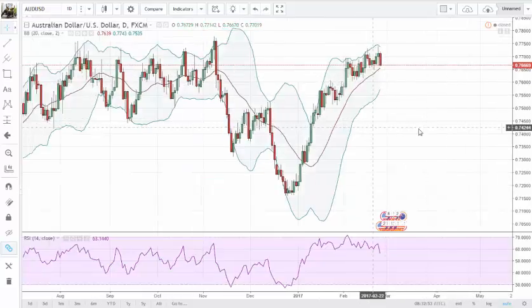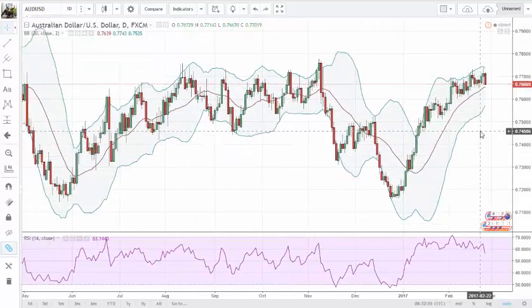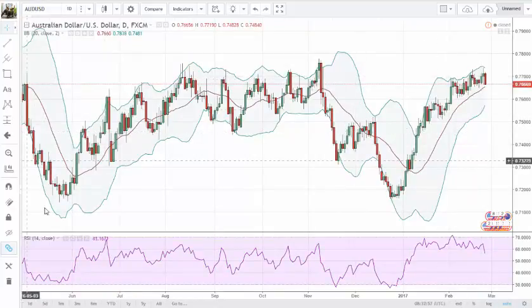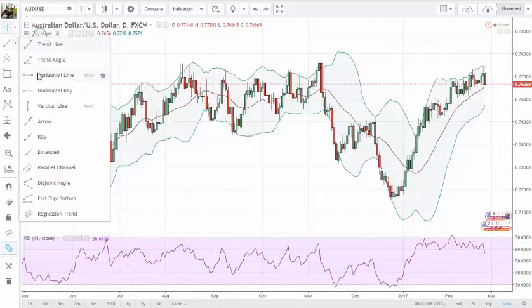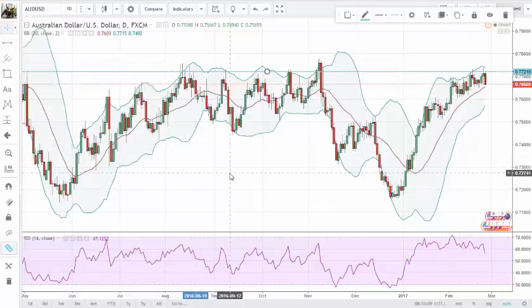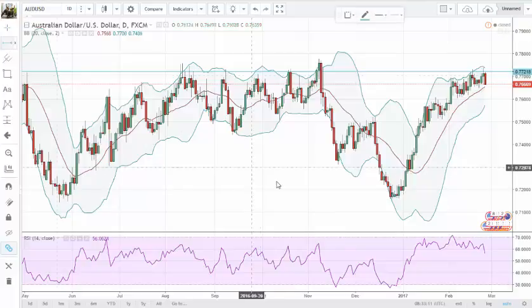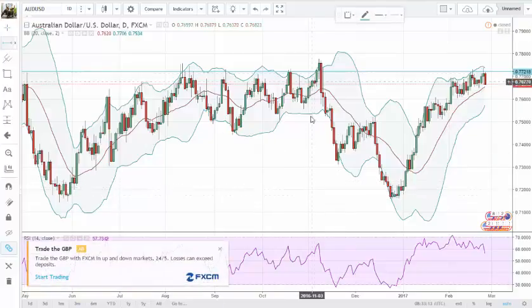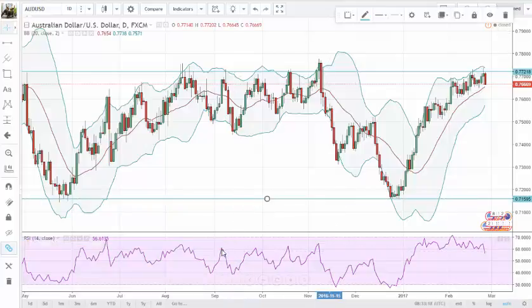Let's switch to the daily chart. As you can see, this is almost a year ago, so this one is within a range as well. Let's put some interesting lines in here. So this is a major resistance zone. Down here we got a major support zone. As you can see, it gets respected pretty well.